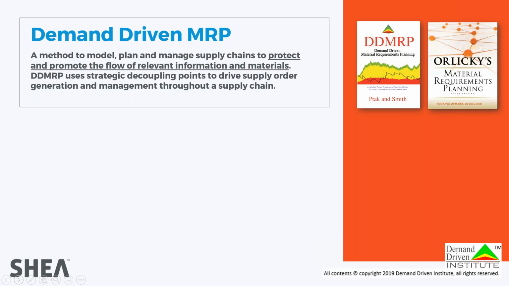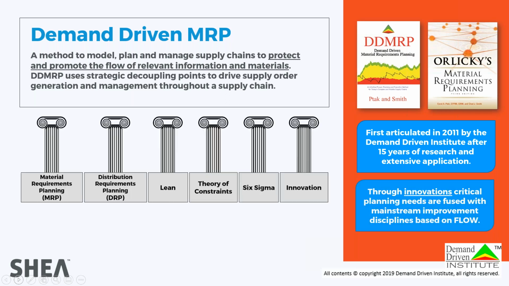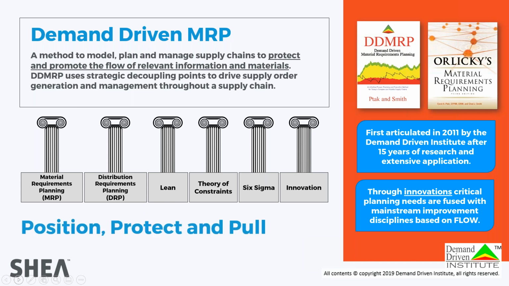There's a couple of books there on the right-hand side of your screen. There's a few more that have been written, but it was first articulated in 2011 by the Demand Driven Institute. And it's interesting to note that just like MRP, DDMRP was developed by practitioners who were trying to solve a problem, built on the pillars of material requirements planning, distribution requirements planning, lean, theory of constraints, and Six Sigma, along with a whole lot of innovation. And we end up with a mantra of position, protect, and pull.